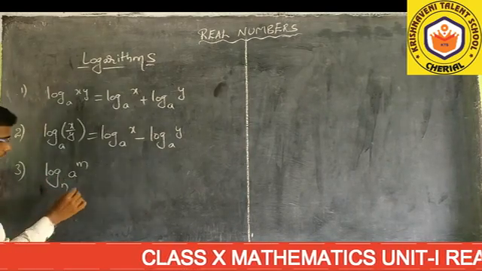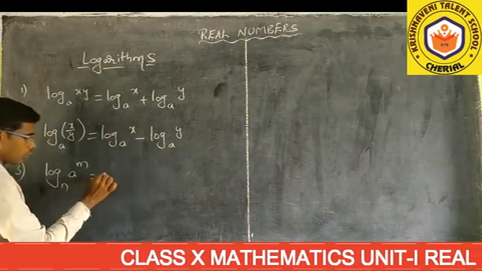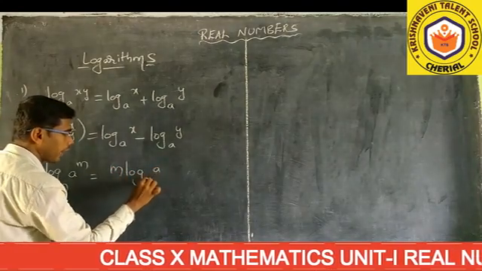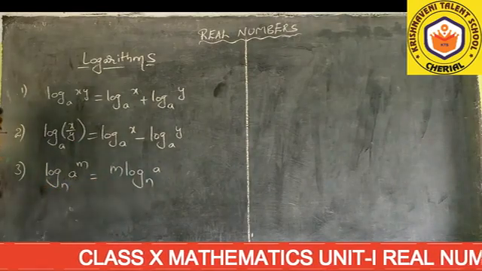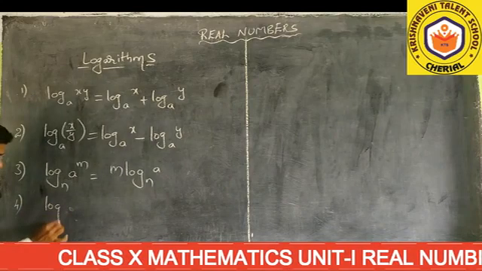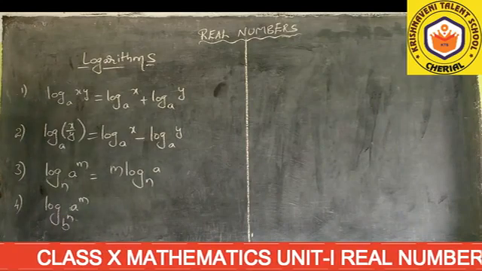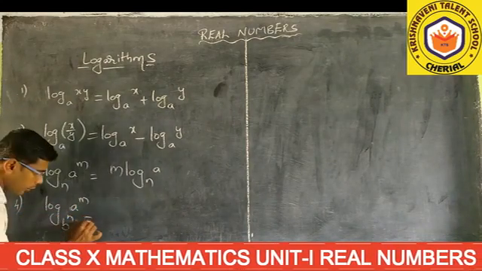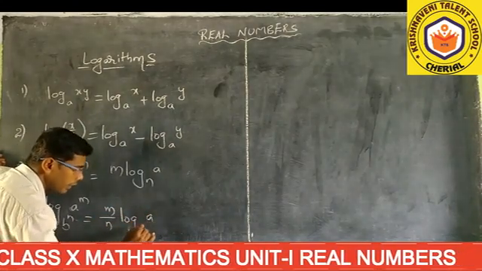And the third law, log a to the power of m to the base n. How do we read it? Log a to the power of m to the base n equals m log a to the base n. And the fourth law, log a to the power of m to the base b to the power of n equals m by n log a to the base b.